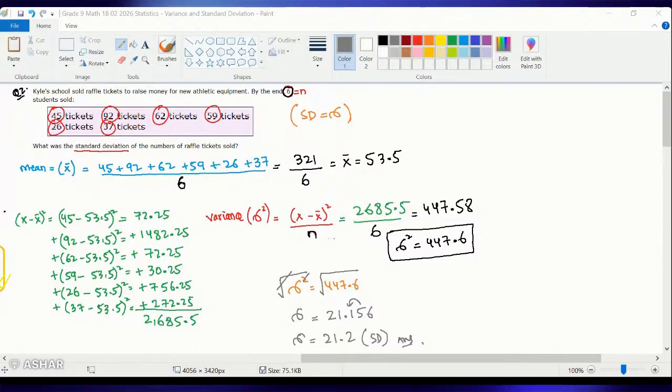No, square root of 6 is not 3. Square root of 9 is 3, right? Your answer is correct, 21.156, and we just simply rounded off to 21.2. But the square root of 6 is not 3.